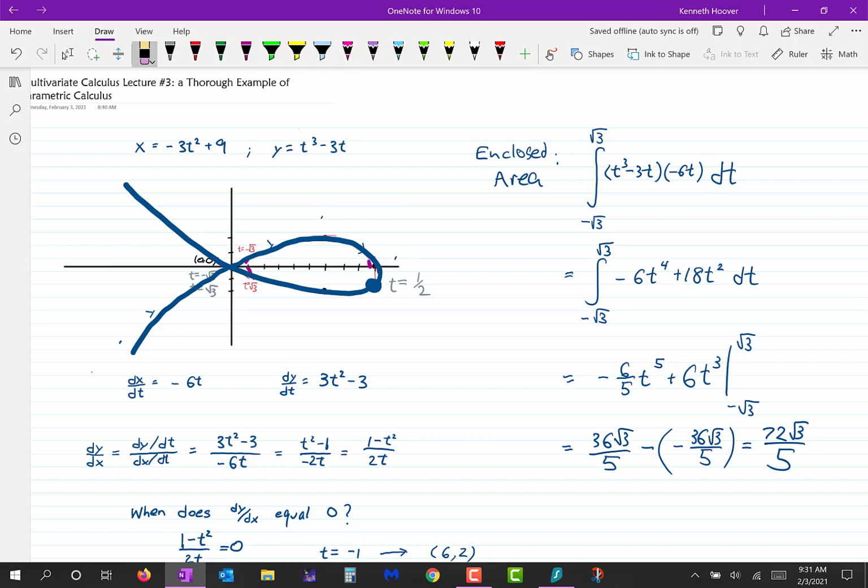Okay, let's calculate the tangent line. All I need to know is the slope, and I need to know what point that actually is.